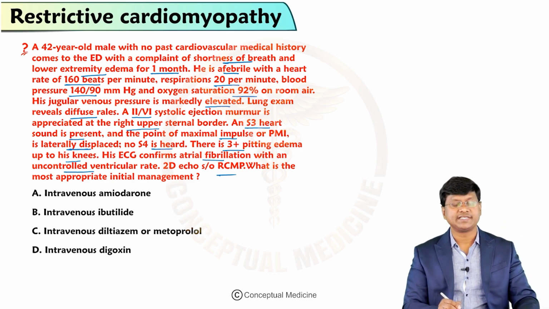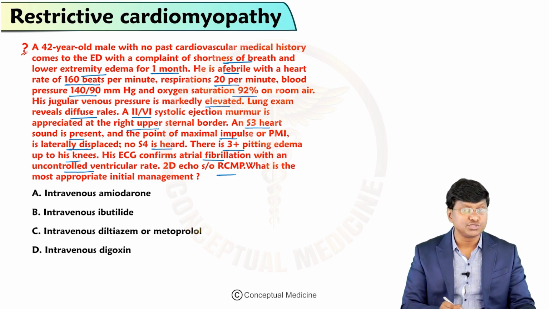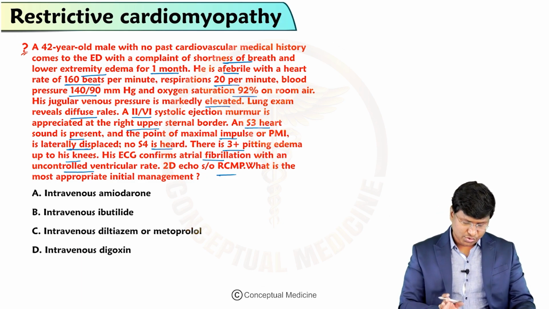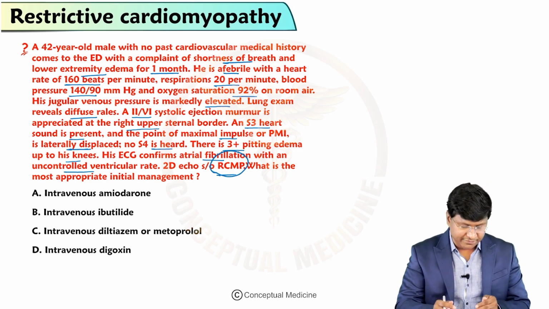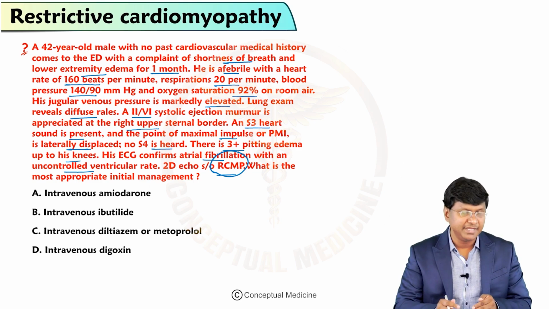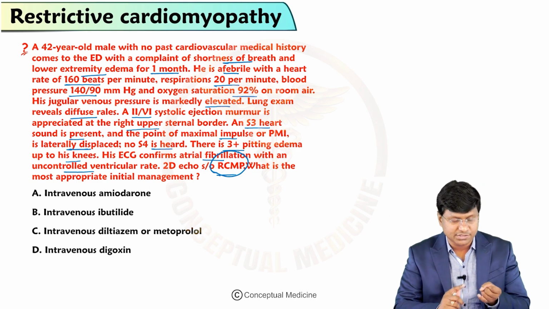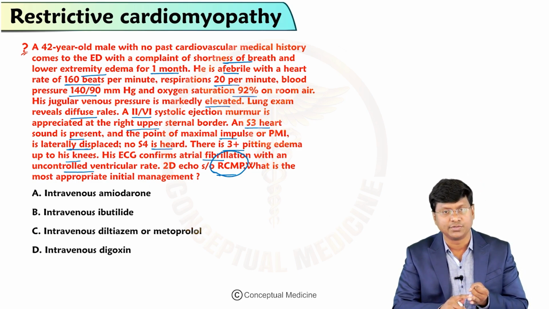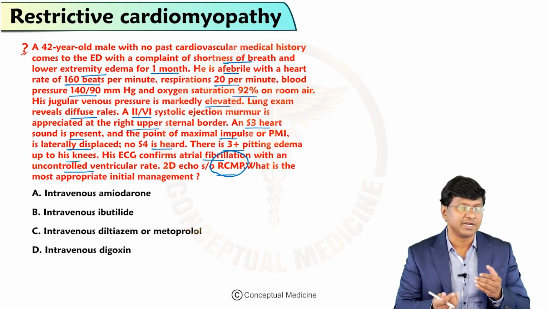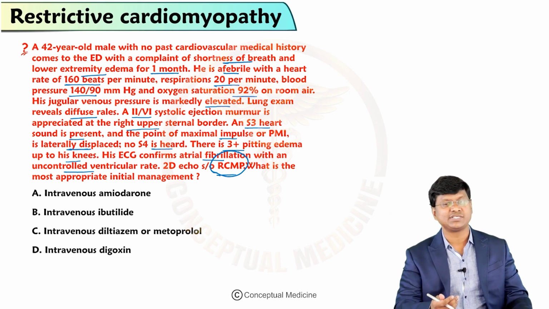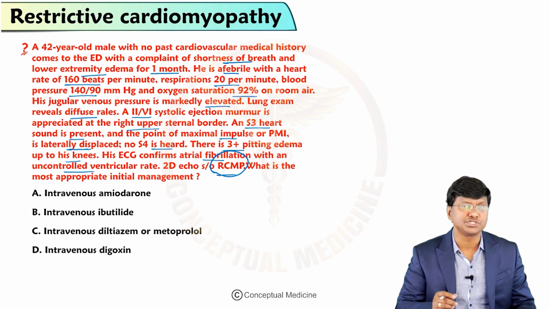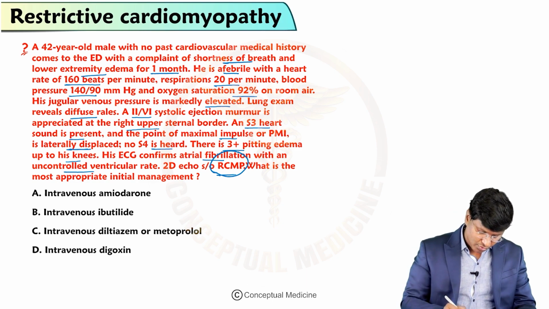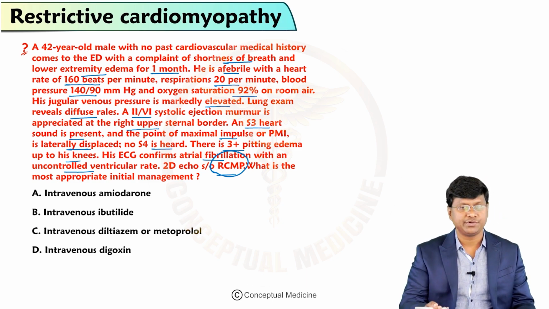In 2D echo, it is suggestive of restrictive cardiomyopathy. What is the most appropriate initial management? So finally the diagnosis is there for you with the help of a 2D echo, and whatever has been explained to you in the beginning of this clinical scenario are the features of both right and left heart failure. These individuals are also having functional murmurs. The 2/6 systolic ejection murmur is a functional murmur. So, what will be the initial management in restrictive cardiomyopathy?